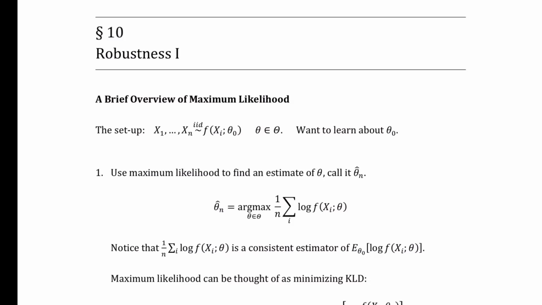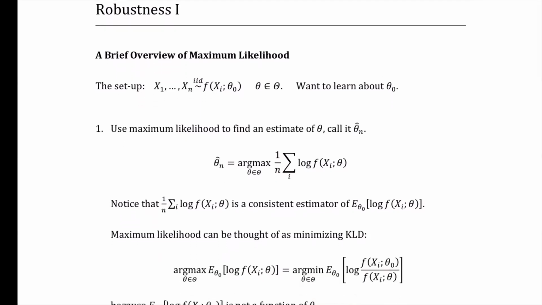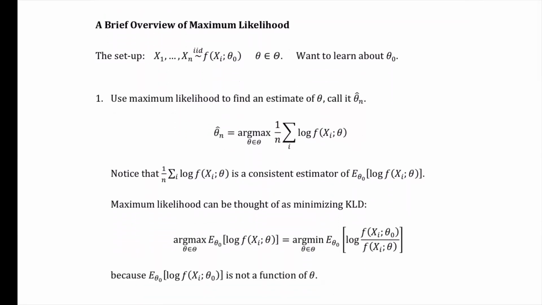This is section 10. We're going to start with a series of three sections on robustness and what robustness means. This is an interesting and I think very insightful set of lectures that go together. So we're going to do this in pieces. Let's start with what we know, a brief overview of maximum likelihood.